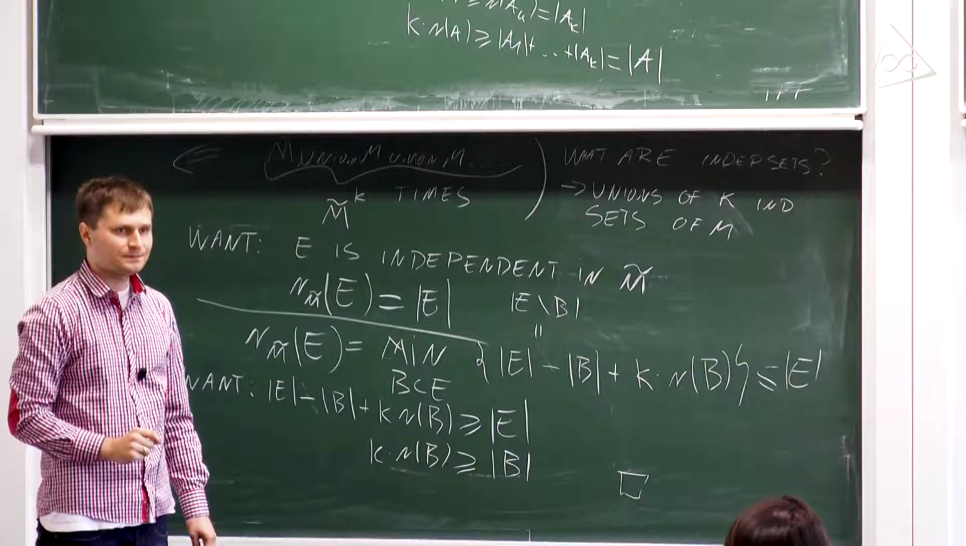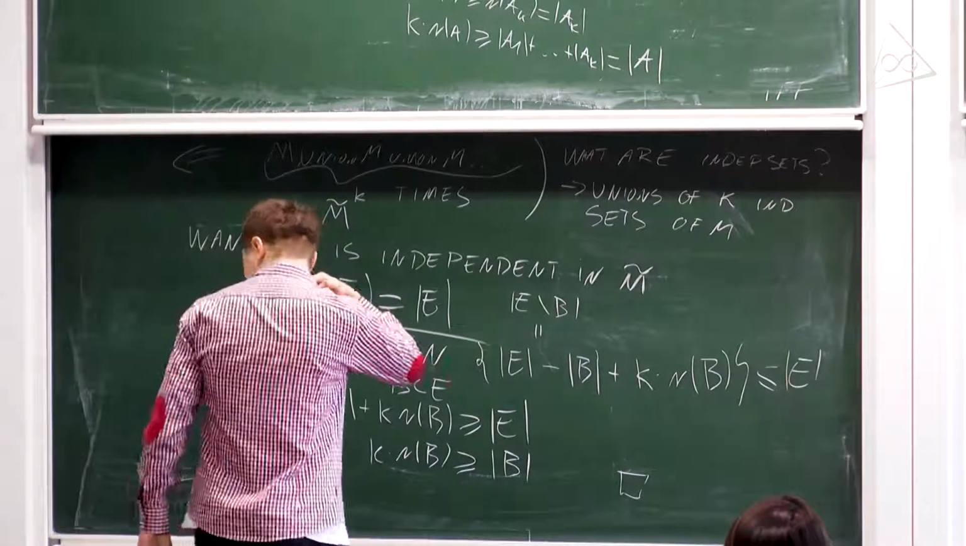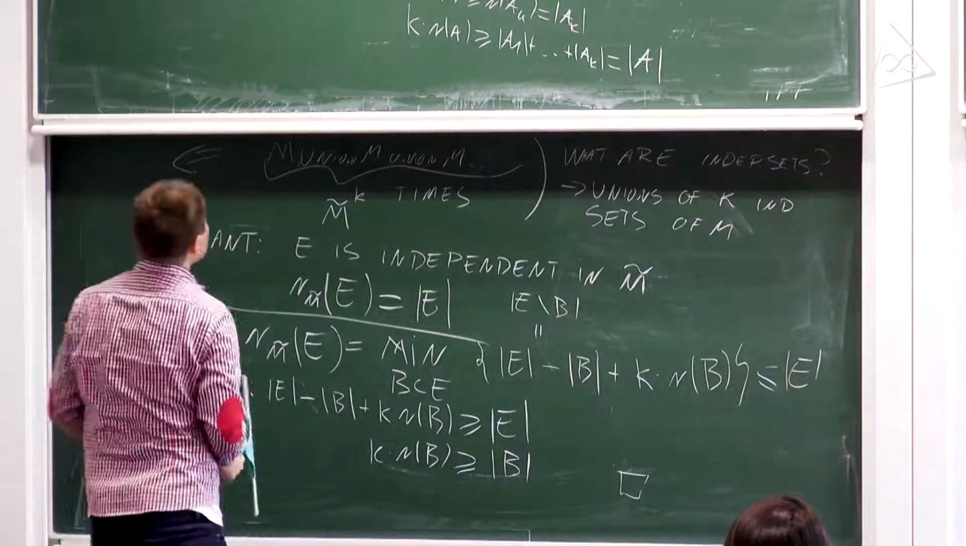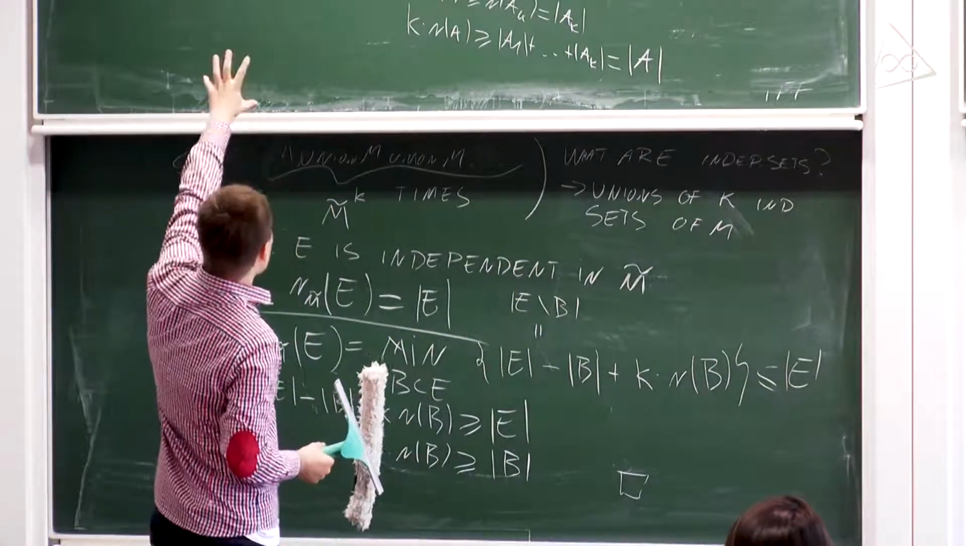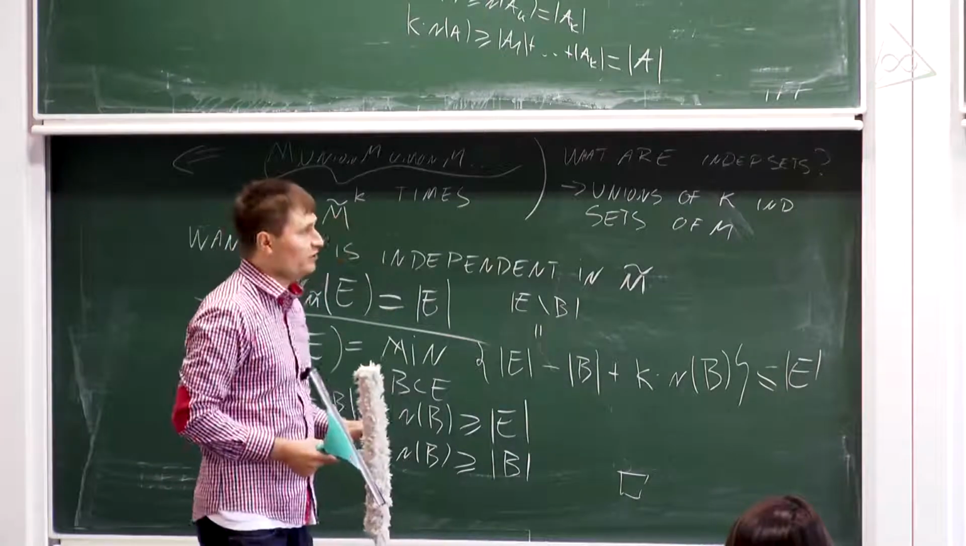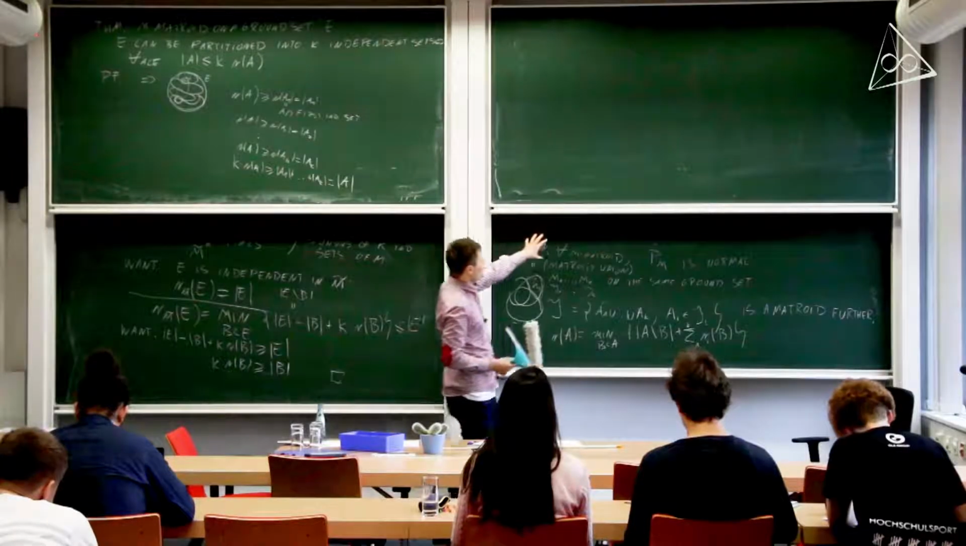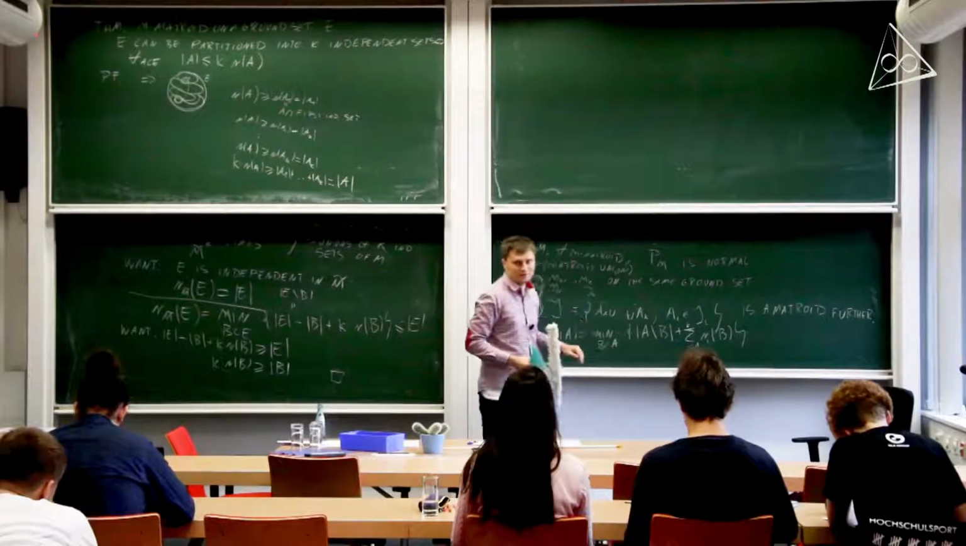Okay. So armed with Matroid union theorem that helped us to prove the basis covering theorem, you can prove the fact that this polytope is normal.